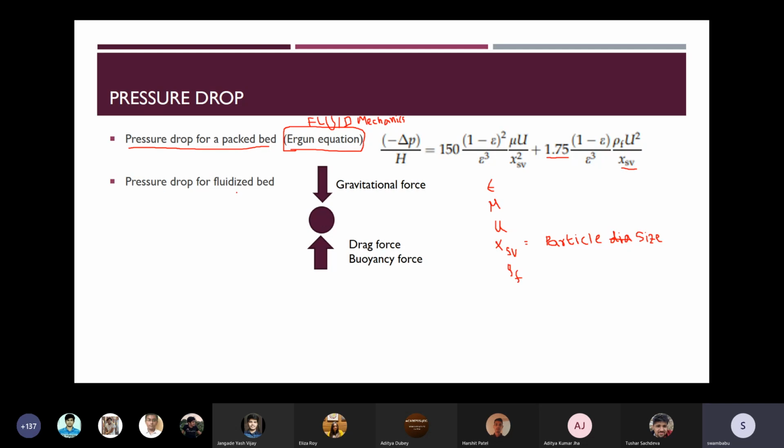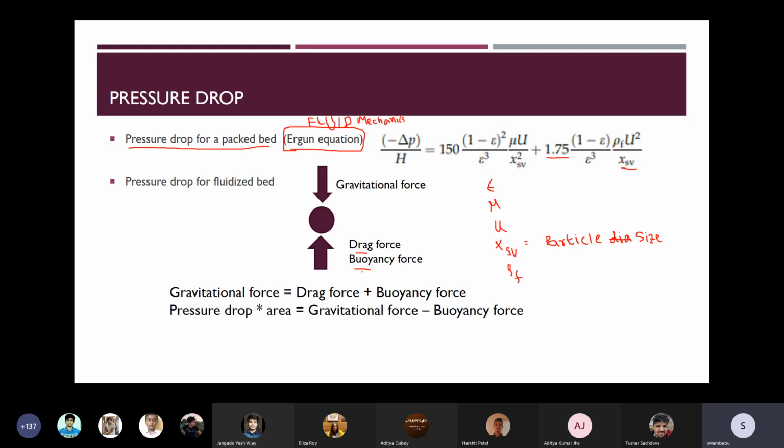In case of fluidized bed condition, the gravitational force balances the drag force and buoyancy forces. As I showed earlier, the gravitational force acts from the top, the pressure or drag force acts from the bottom, and the buoyancy force also acts from the bottom. At fluidization conditions, beyond the minimum fluidization condition, the gravitational force balances the drag force and the buoyancy force.